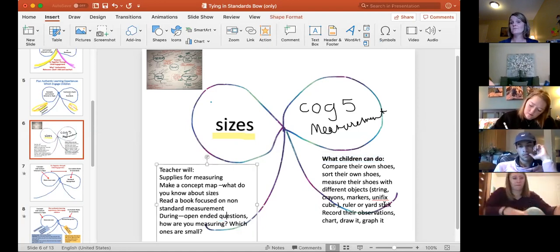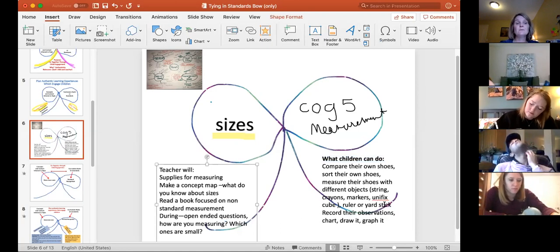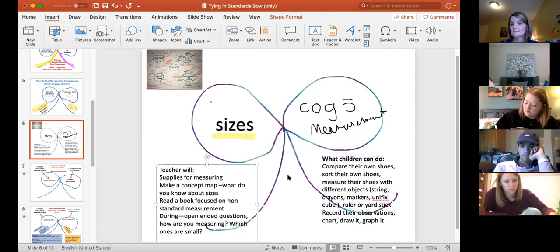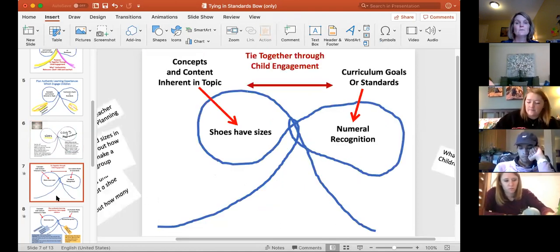So you can see how this is coming together, right? So another way we could approach it. Everybody good if I go to the next slide? Yeah, all right. So you can also look at sizes from another way.